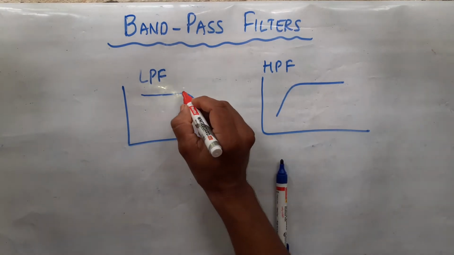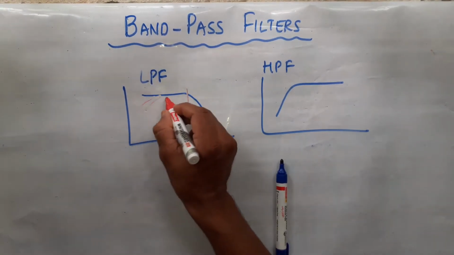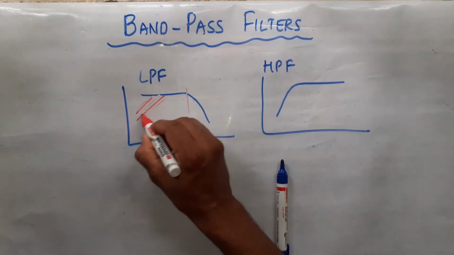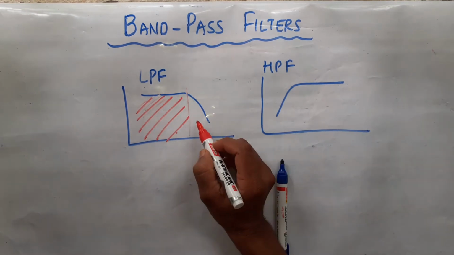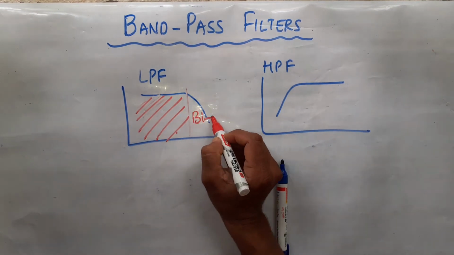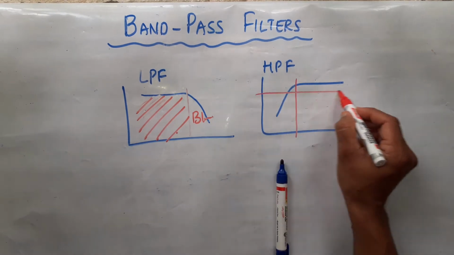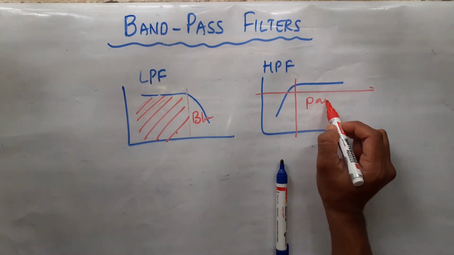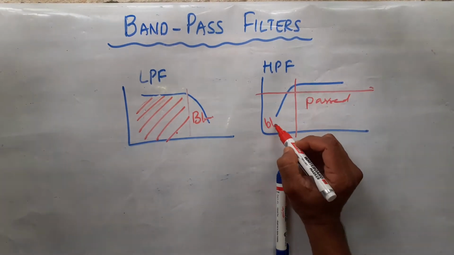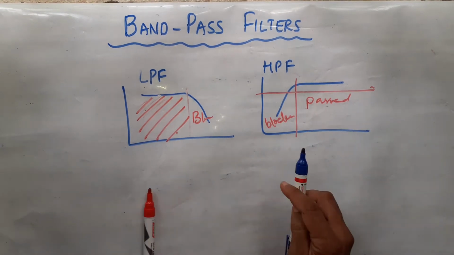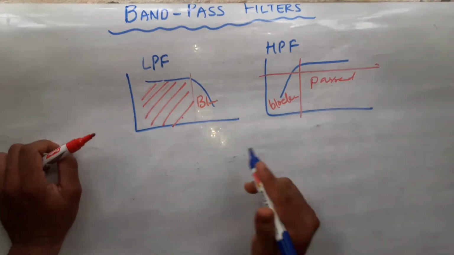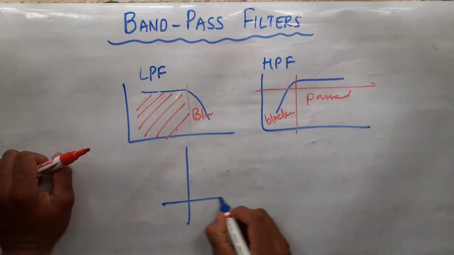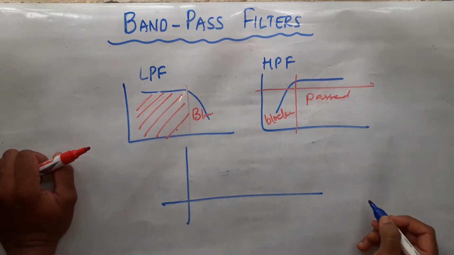Like in low pass, this portion will be passed and this will be blocked, and here this will be passed, this will be blocked, right? In band pass filter, what happens? It is a combination of these two.